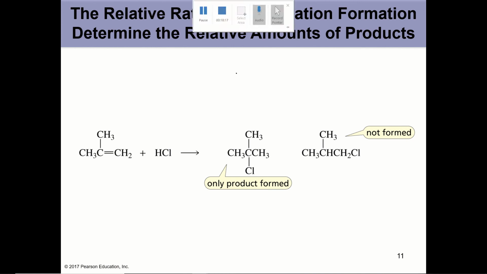So the relative rates of carbocation formation determine the relative amounts of product. The more substituted your carbocation will be, the faster the reaction will occur. So only the product with the most stable carbocation forms if the other carbocation will be particularly unstable. Like if your only options are tertiary and a primary carbocation, only the tertiary forms. And so that's what they're showing here. The only product formed was the product resulting from the tertiary cation.